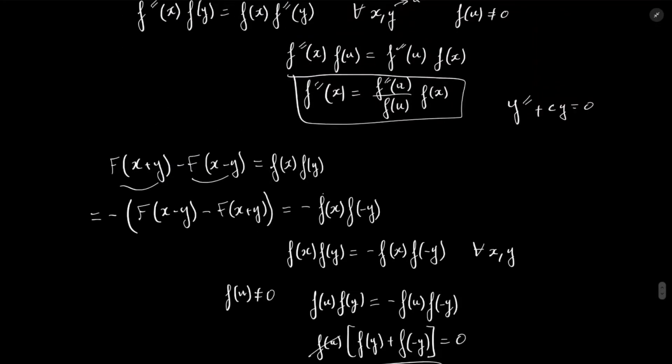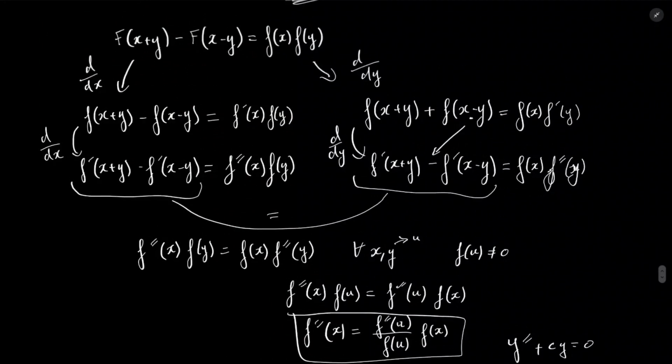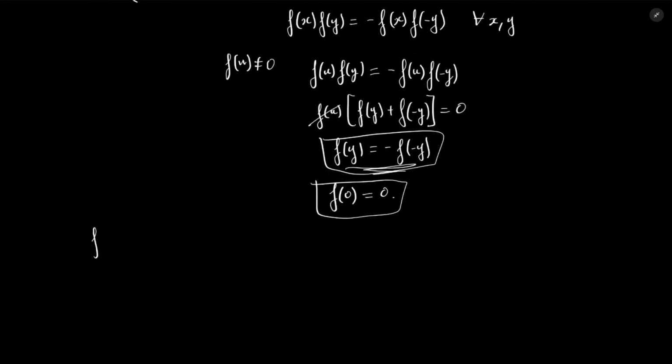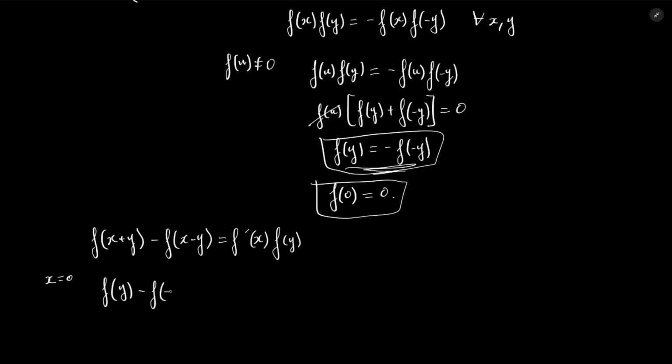Now let's use one of the derivatives of the equation that we used before, so for example that one, and we are going to derive a property about the derivative of f in 0. So we have f of x plus y minus f of x minus y that is equal to the derivative of f in x multiplied by f of y. So if we replace x by the number 0, we have f of y minus f of minus y is equal to f prime of 0 multiplied by f of y.